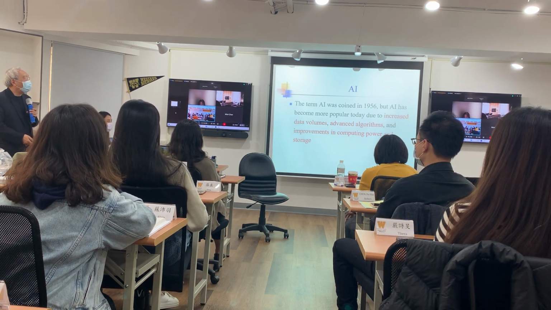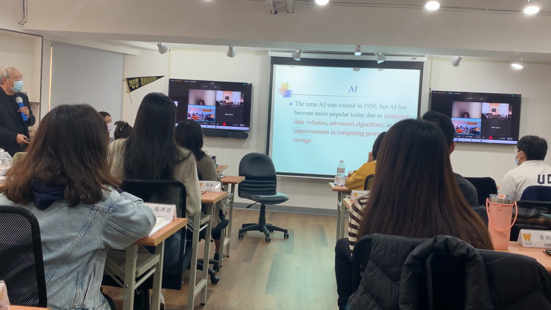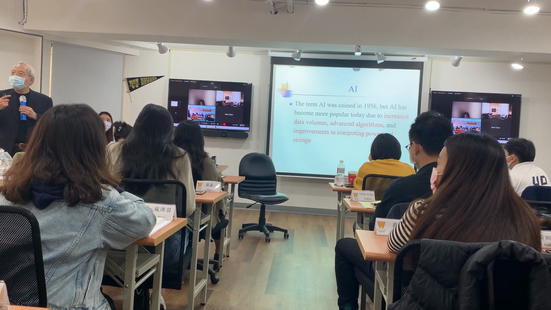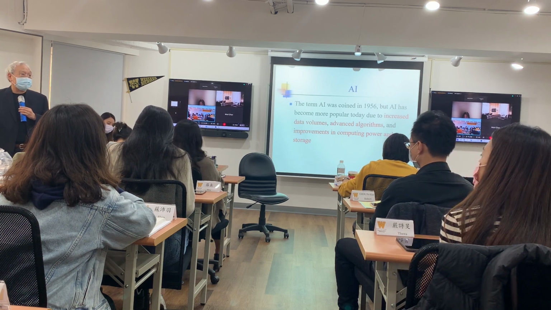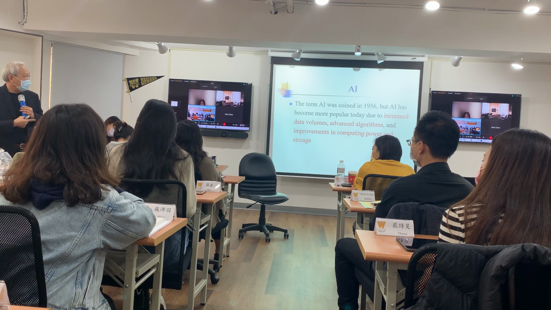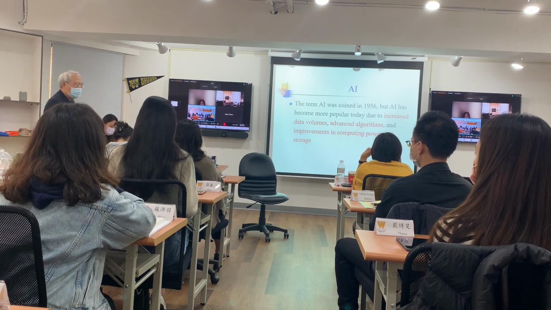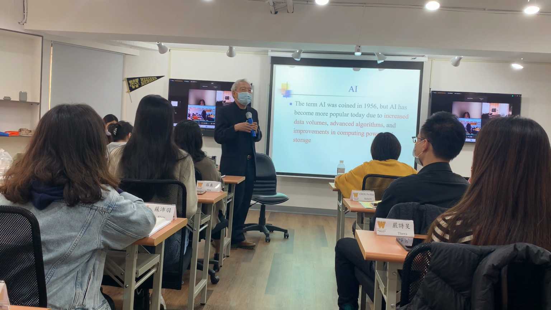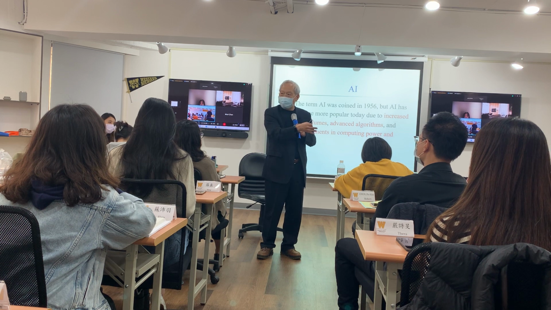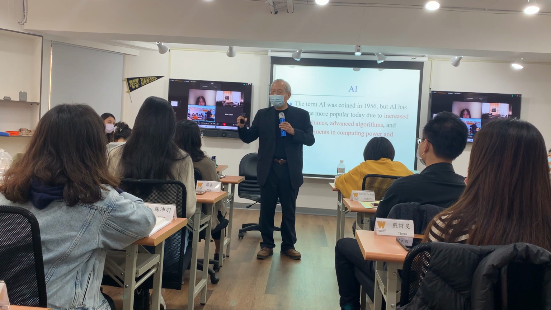AI has become more popular today due to the incremental data volume, advanced algorithms, and improvement in computing power. In 1956 we had AI, but it was not so popular. Then all of a sudden, recently, AI has become so popular and so powerful because we have so much data. Then a question: we have so much data, but a lot of data was already there. Why today, all of a sudden, is that data available? Why?